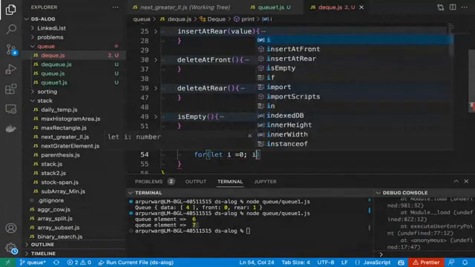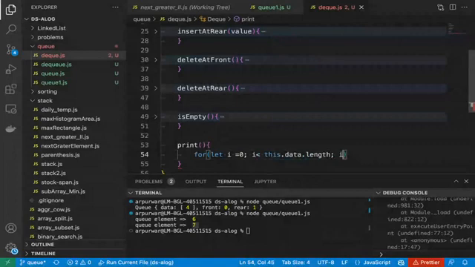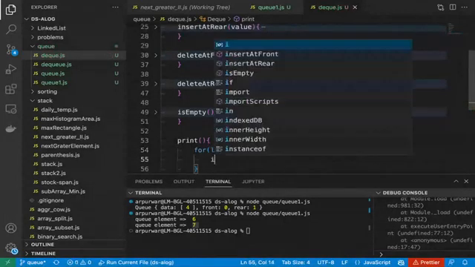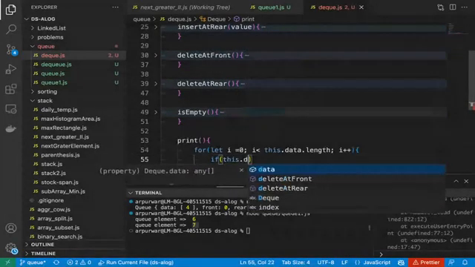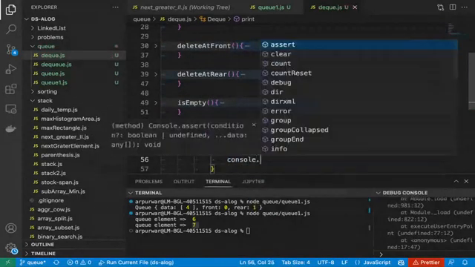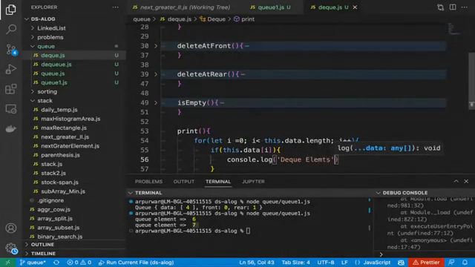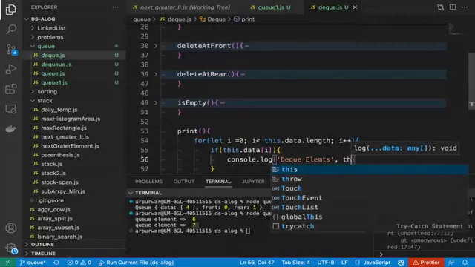We have not done the print, right? For i less than this.data.length, i++, if this.data[i], console.log the DQ elements, this.data[i].